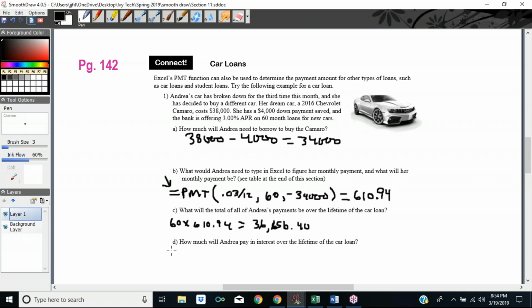So we can take the 36,656.40 and subtract the amount that she borrowed, 34,000, and see that she is going to pay $2,656.40 in interest.